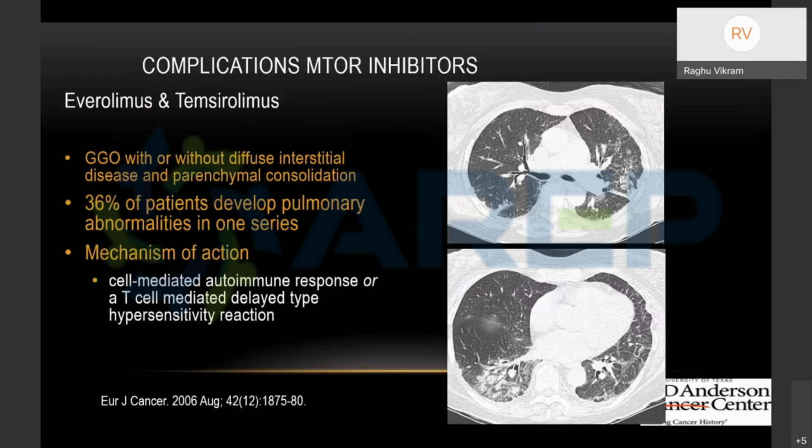This is another patient who has renal cell carcinoma, and I see these lungs. I know that this patient is on everolimus or temsirolimus, usually everolimus. 36% of the patients develop pulmonary abnormalities in one of the trials.